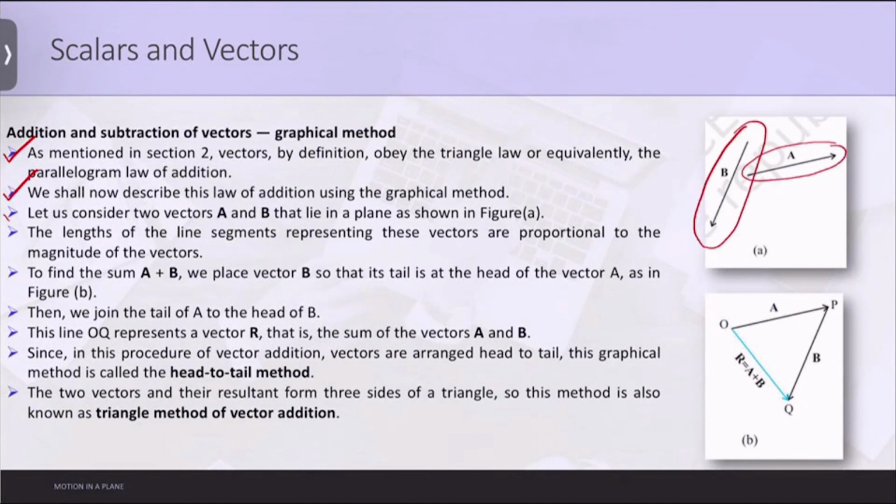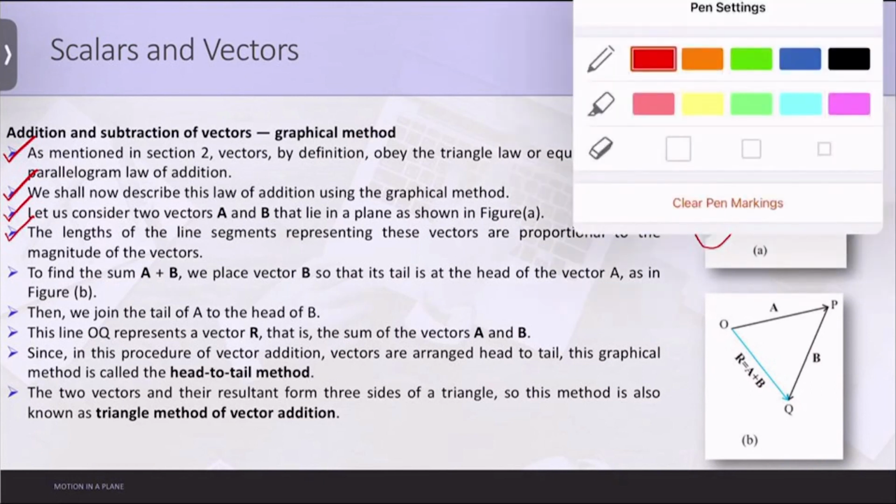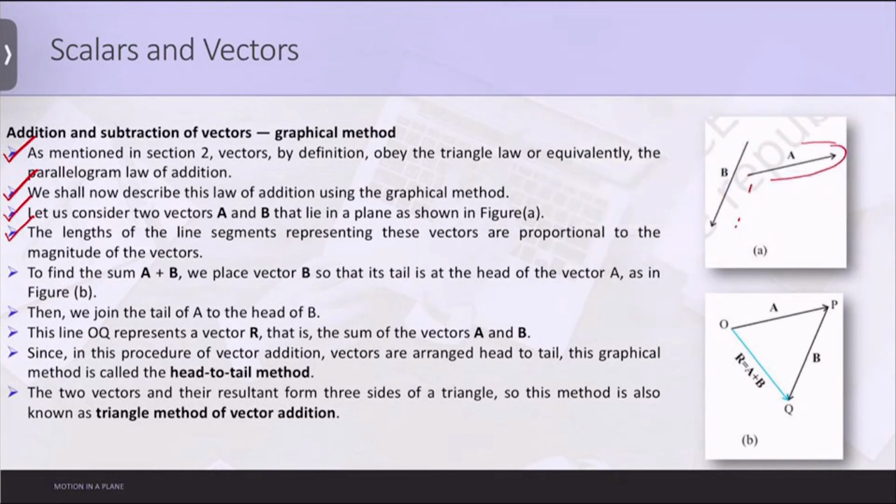So that is to take it into the general case scenario. Now the length of the two line segments representing these vectors is proportional to the magnitude of the vectors. Okay, what does this line say? As you can see very clearly, the length of vector B is greater than the length of vector A.